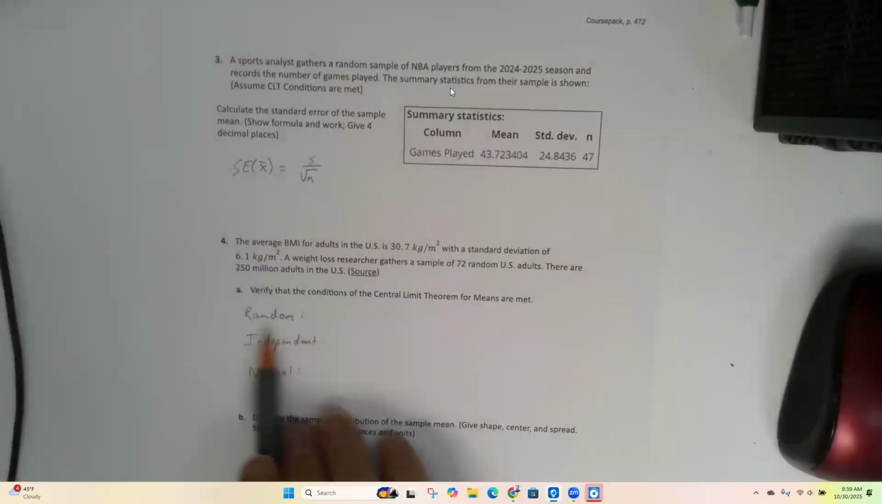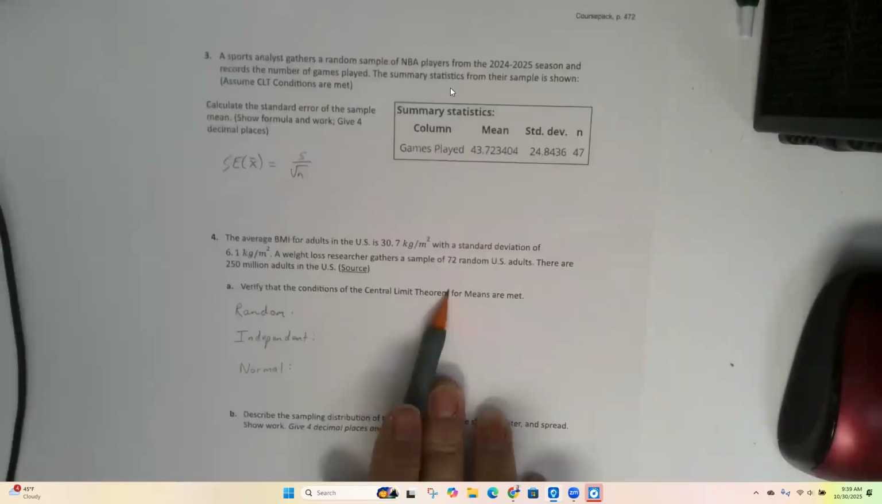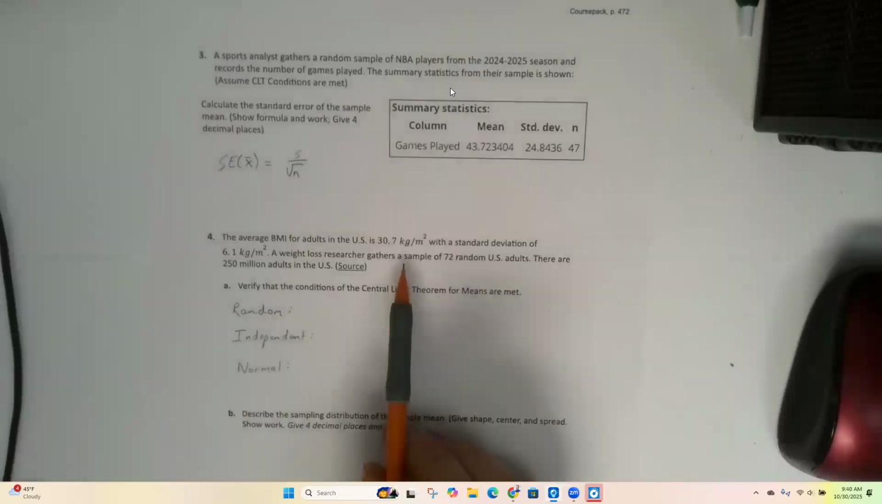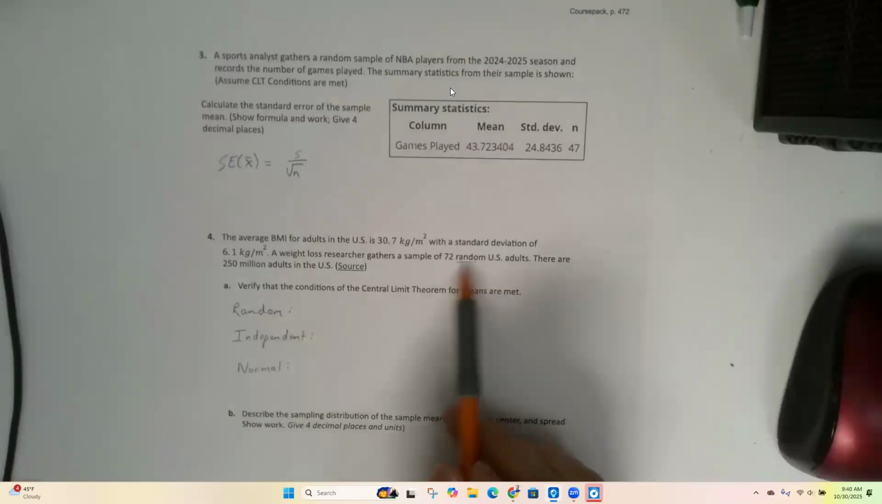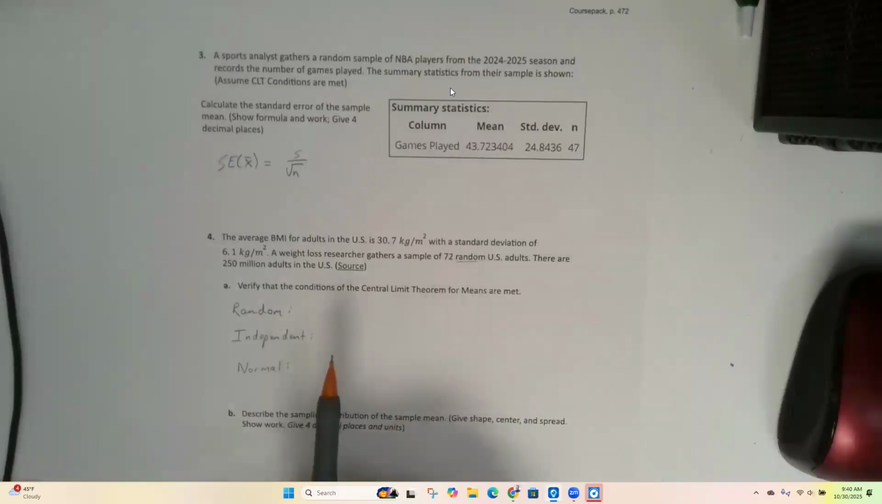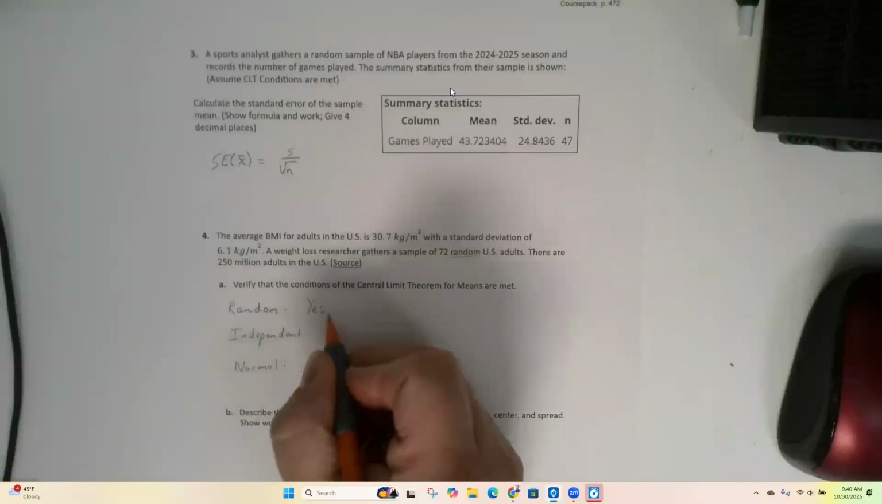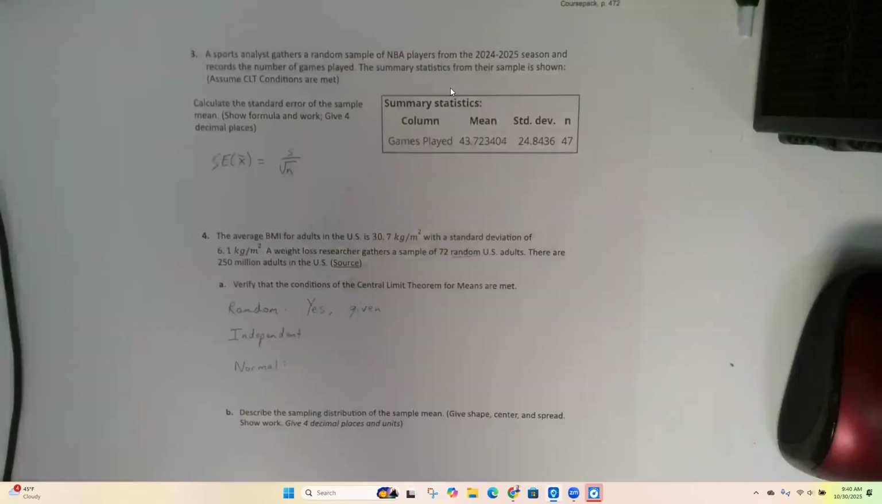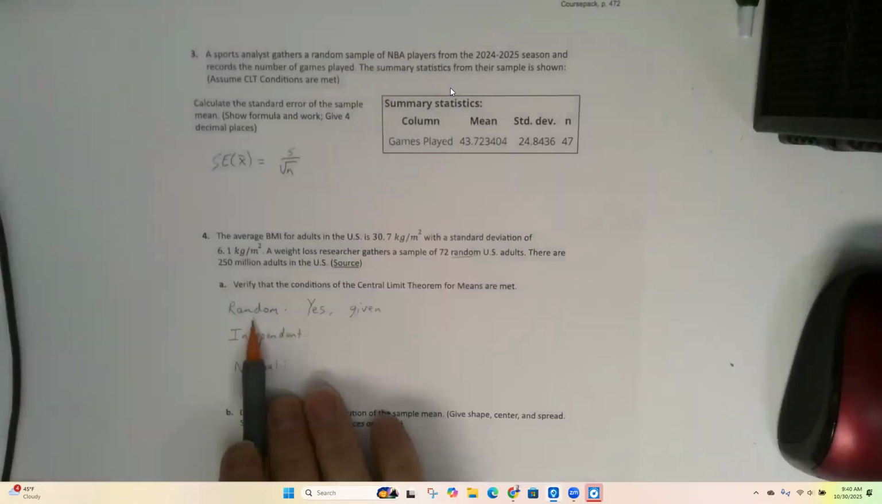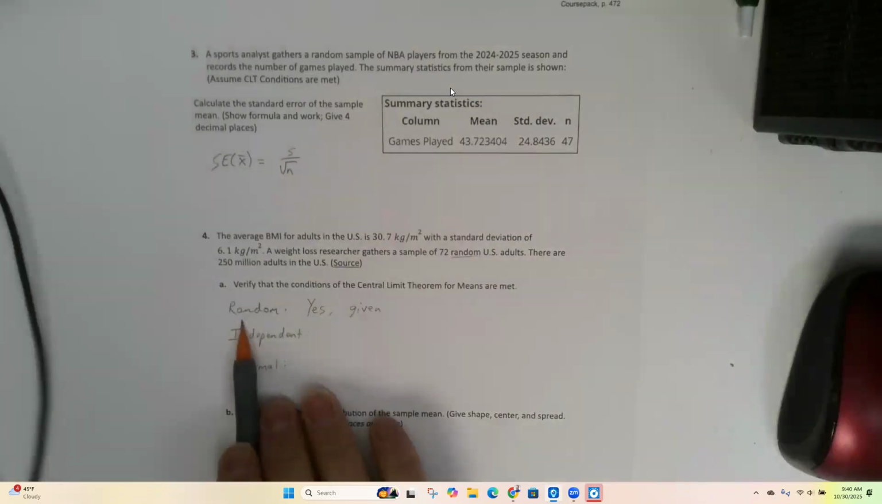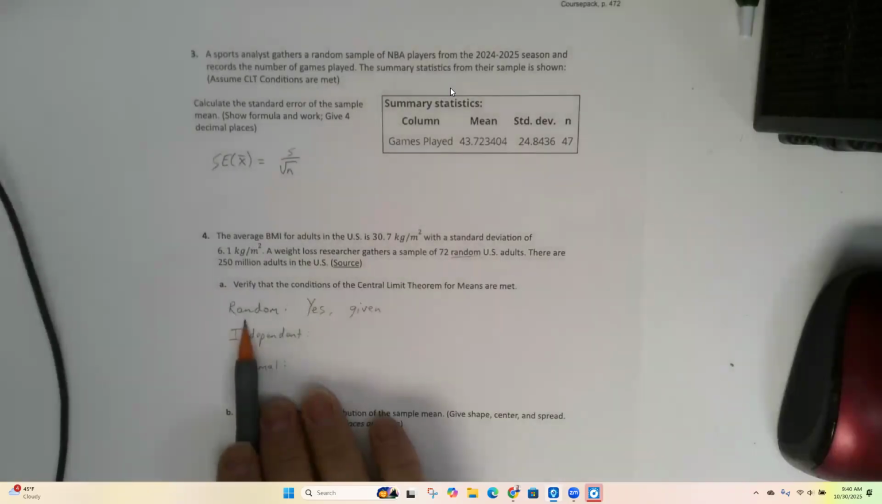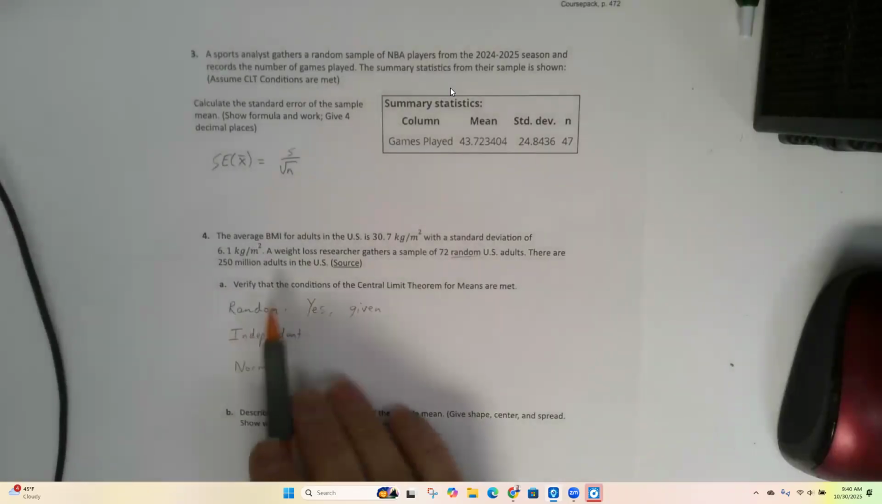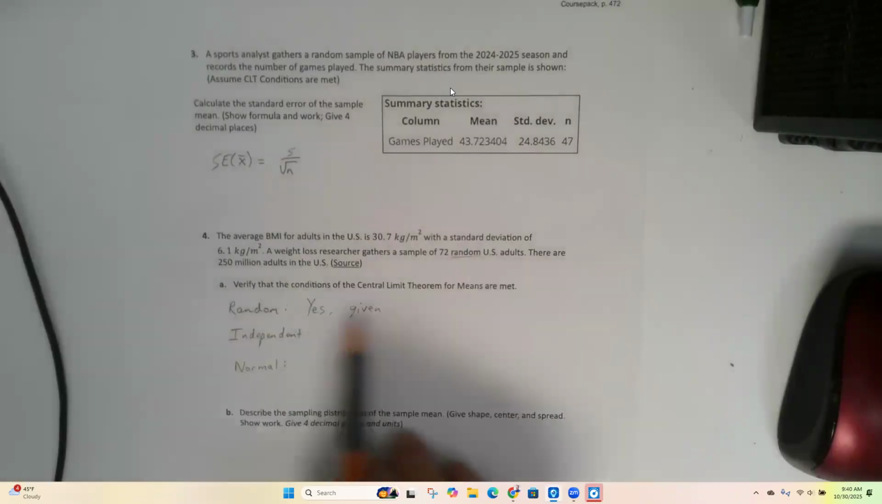For random, all we have to do is check if somewhere in the problem it says that we did a random sample. So right here, we gathered a sample of 72 random US adults. So yes, that was given to us. As I've said before, this part is actually the hardest part in practice, making sure that your sample is random. But for the class, it's the easiest part. You just have to check, does it have the word random? Yes, it does. Good. We're done.